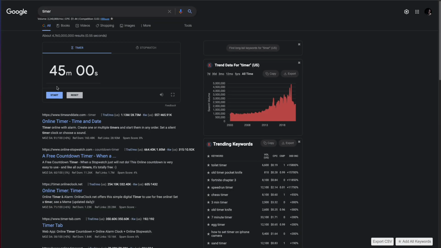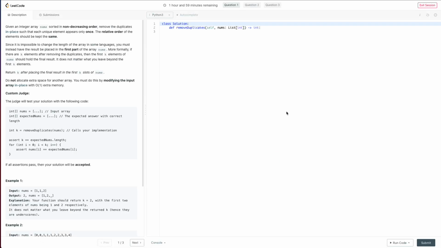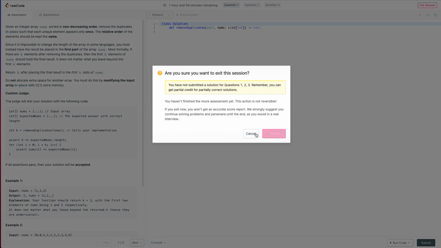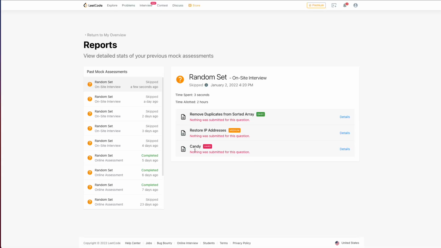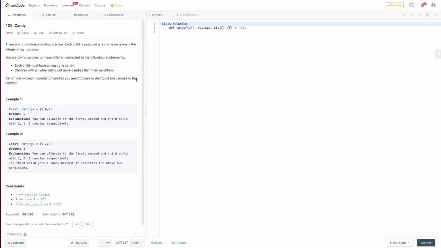I'll do another one where I start the timer and start this mock assessment and then quit this mock assessment so that I can just get the hard solution. The hard problem to maximize my learning. There is a solution here which is good. So if I get stuck, I'll probably just look at it later. It does look like it's a harder one though.